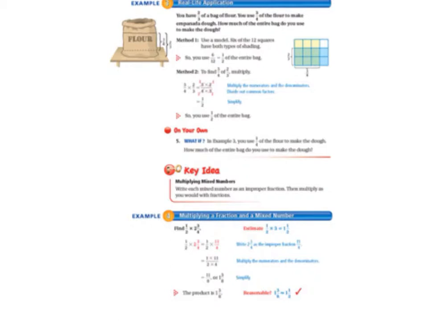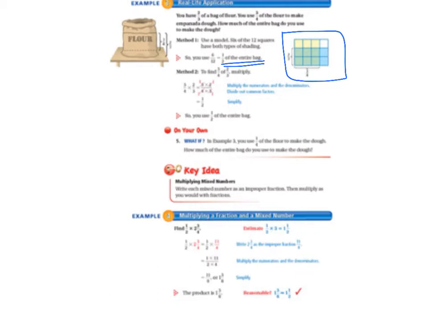Method 1, use a model. 6 of the 12 squares have both types of shading. So we made a quick model off to the side, where we shaded 3/4 and we shaded 2/3, and the overlapping squares are shaded green here. So you use 6/12, which equals 1/2 of the entire bag.